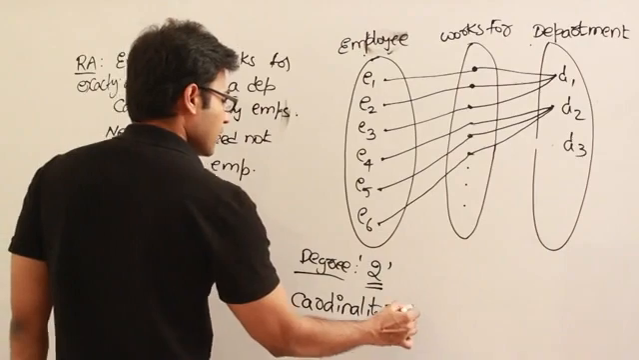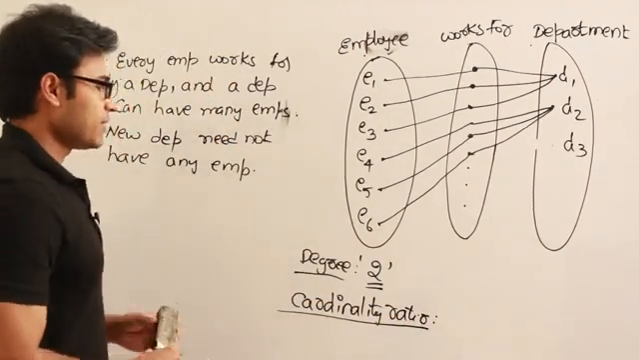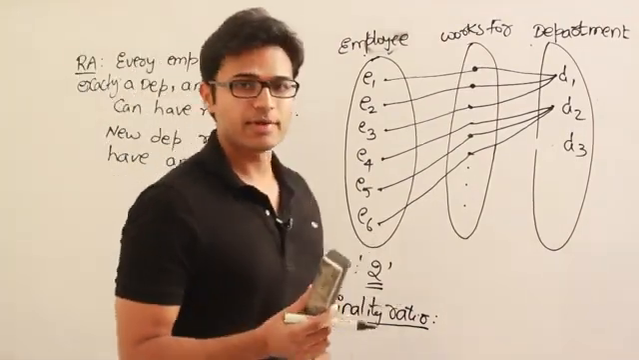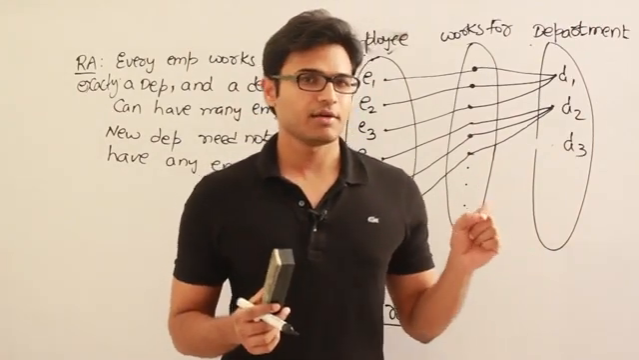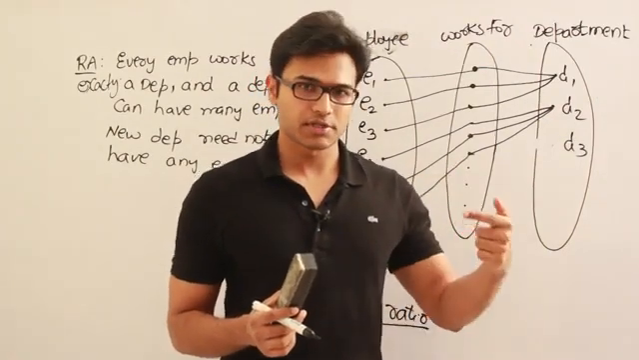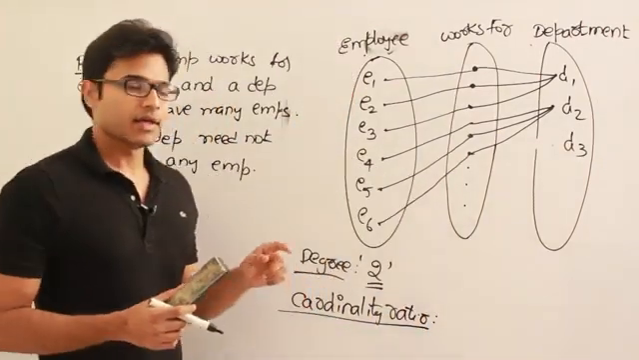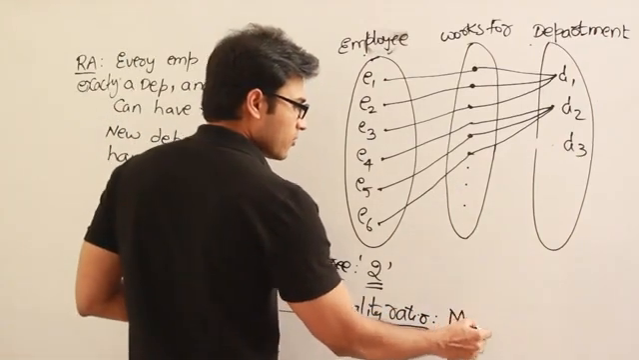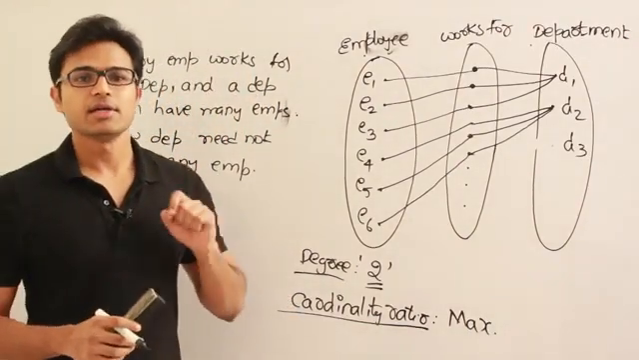Cardinality ratio. Coming to this term cardinality, it is not actually the same as set theory cardinality. Cardinality is the number of elements in a set, isn't it? But when I talk about ER diagrams, the term cardinality ratio denotes the maximum number of relationships in which an entity can participate. Again, cardinality ratio says what is the maximum number of relationships in which an entity can participate.